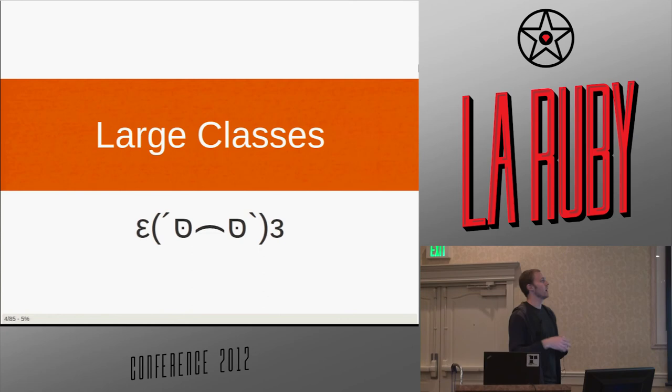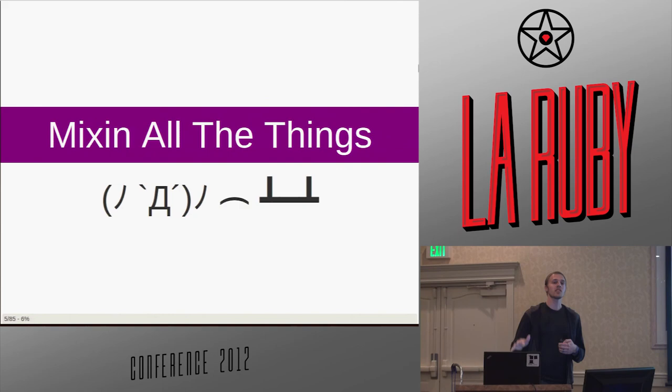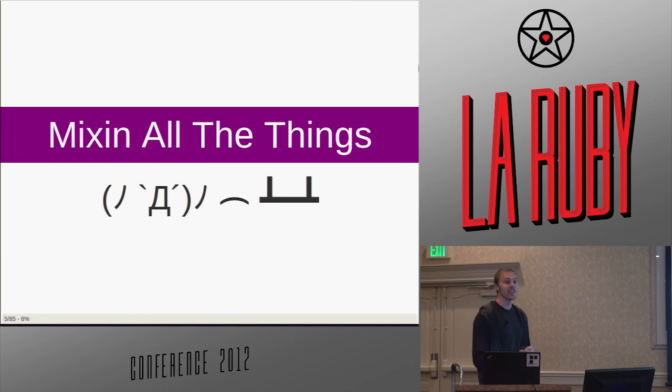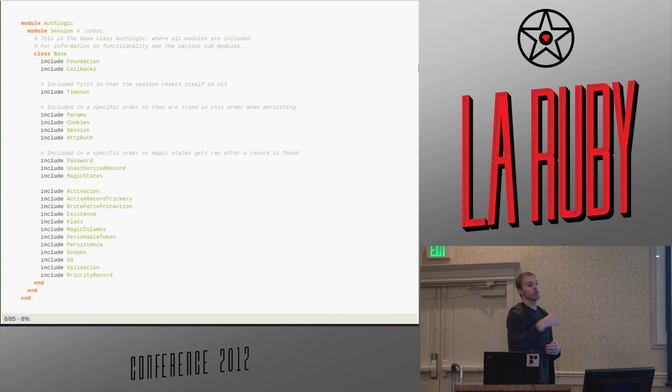There's a couple of existing solutions out there for really large classes, and one of them I like to call mixing all the things. You don't need to be able to read this, but if you've ever looked at the internals of Authlogic, the session base class is basically a big include. To be clear, all the code examples I use are from public projects and other people's projects; I'm not here to bag on other people, I'm just here to use these as examples. So everything is in other modules, and about the only thing this gets you is you don't have to scroll down, things are grouped logically. Other than that, it's just moving code around.